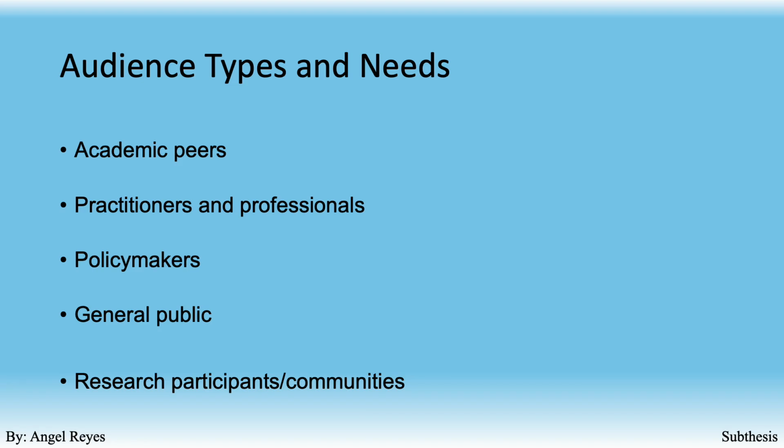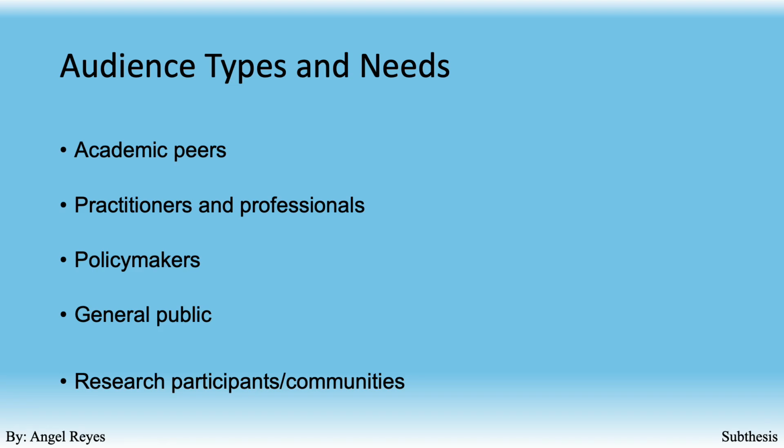Different audiences engage with research for distinct purposes, creating varied communication needs. Academic peers typically seek methodological details, theoretical frameworks, and connections to existing literature that allow them to evaluate rigor and build on findings. Practitioners and professionals focus on practical applications, implementation considerations, and specific guidance that helps them incorporate findings into their work.